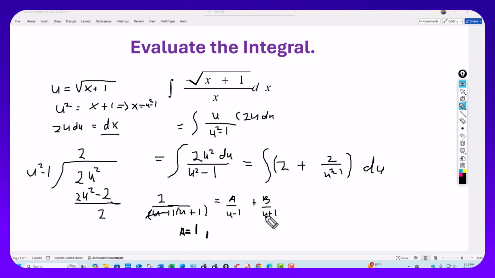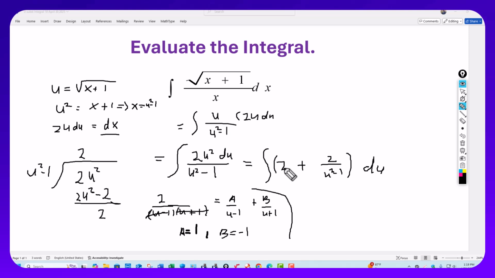For B, it's u plus 1. So we cover up the u plus 1 now. What makes u plus 1 zero? Negative 1, so we plug it in over here. This is now covered up and the u minus 1 is uncovered. That's negative 1 minus 1, which is negative 2, and 2 over negative 2 is negative 1. So B is equal to negative 1.